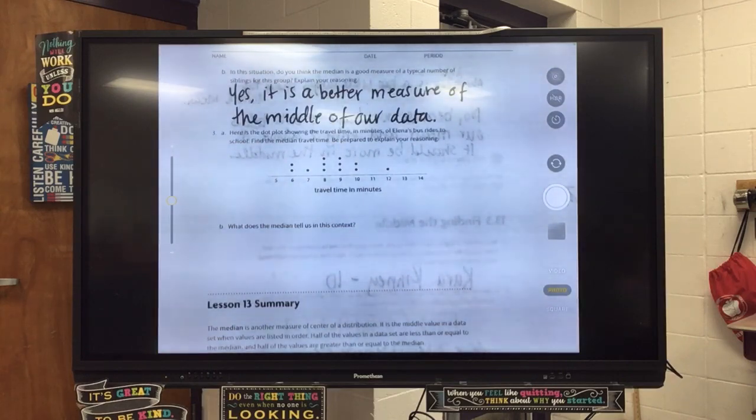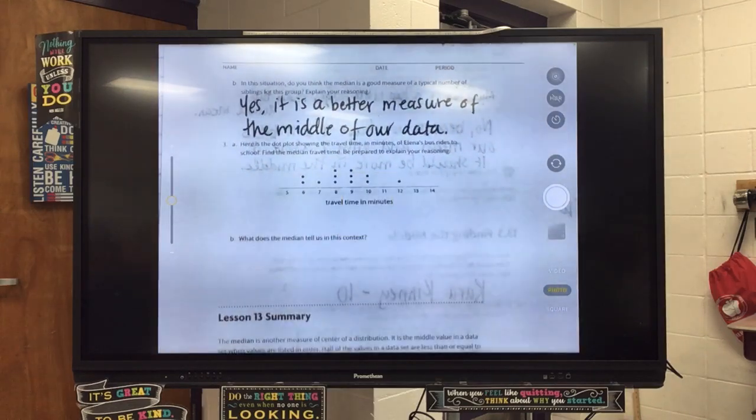Alright, number 3, it says here's the dot plot showing the travel time in minutes of Elena's bus ride to school. Find the median travel time. Be prepared to explain your reasoning. Alright, can you use the dot plot to find the median without putting your numbers in order? Without using any numbers, can you use the dot plot? Did you see what I just did last time? So let's go ahead and do that.